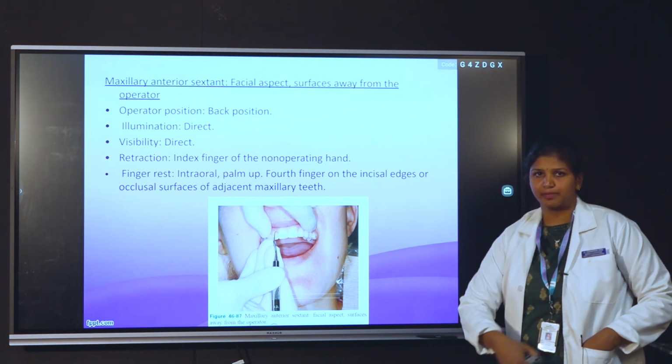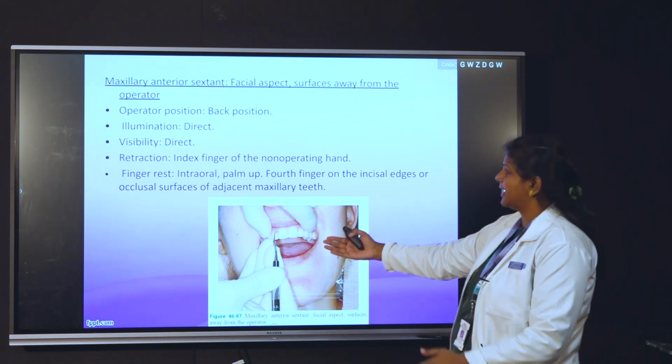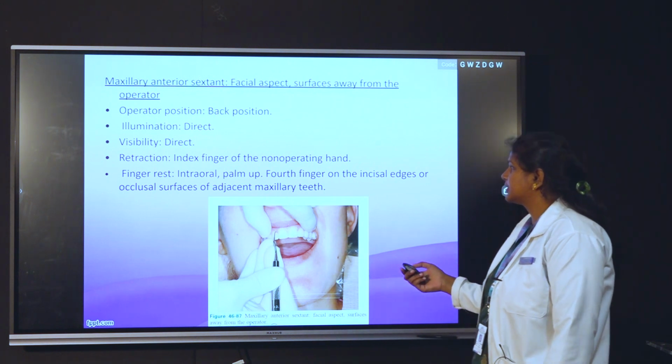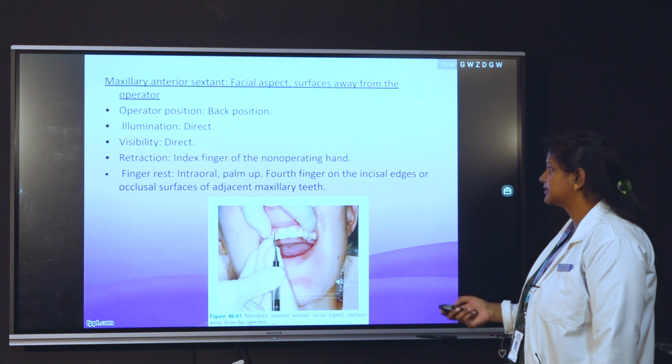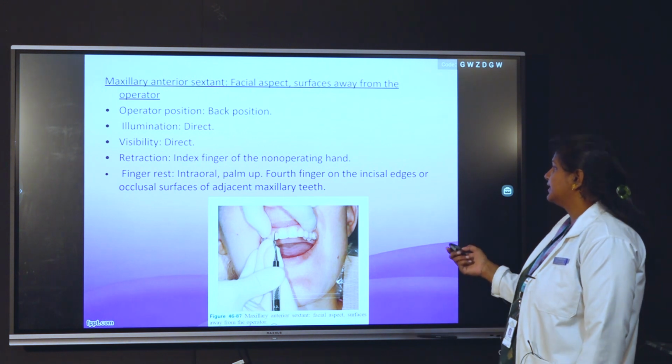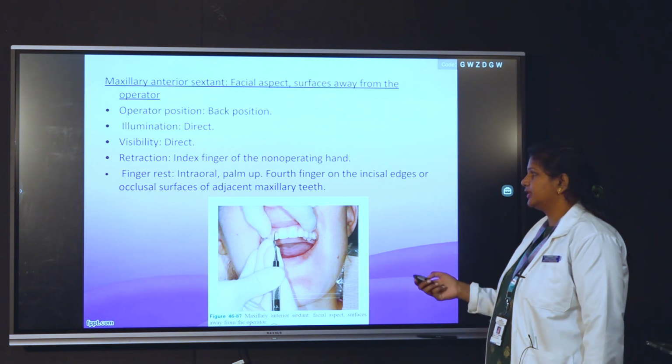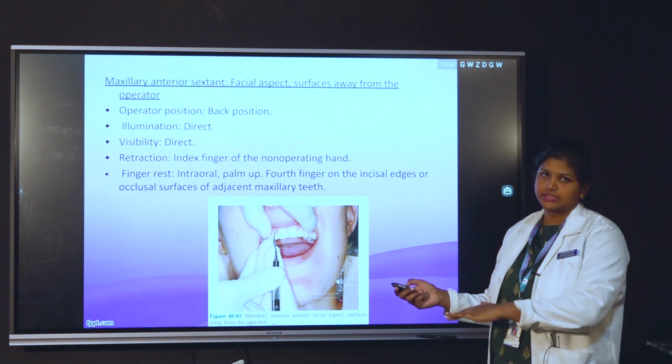Then you have to go back towards the back side of the patient. The retraction is with the index finger of the non-operating hand, and the finger rests are intraoral, palm up, and the fourth finger on the incisal edges or the occlusal surface of the adjacent maxillary teeth.